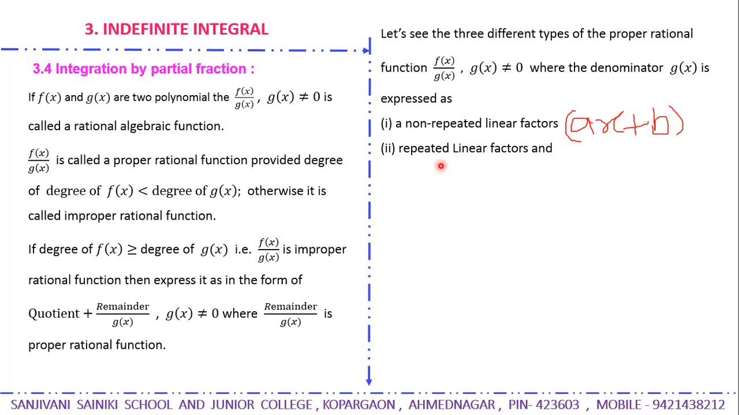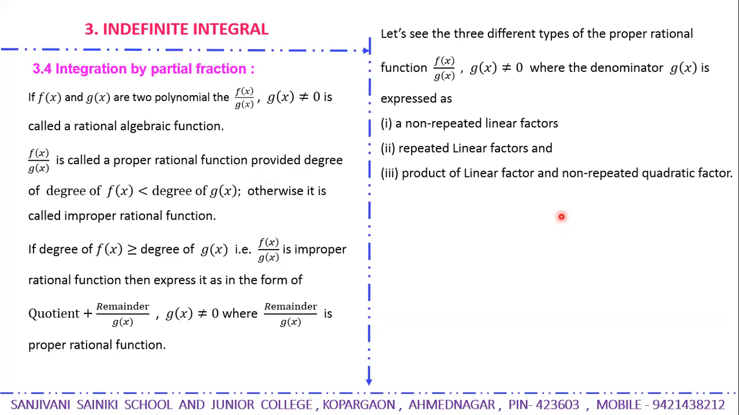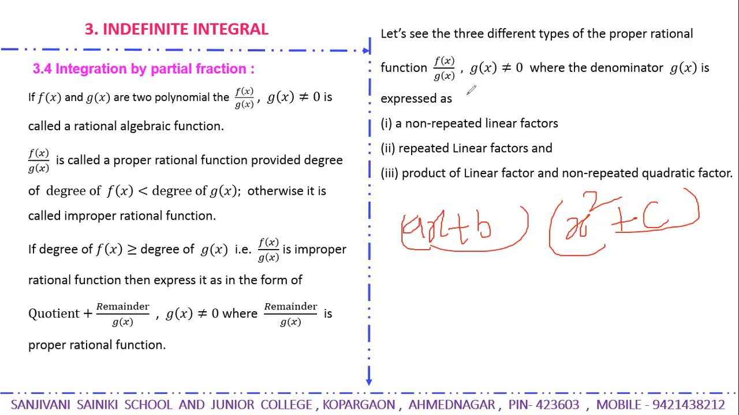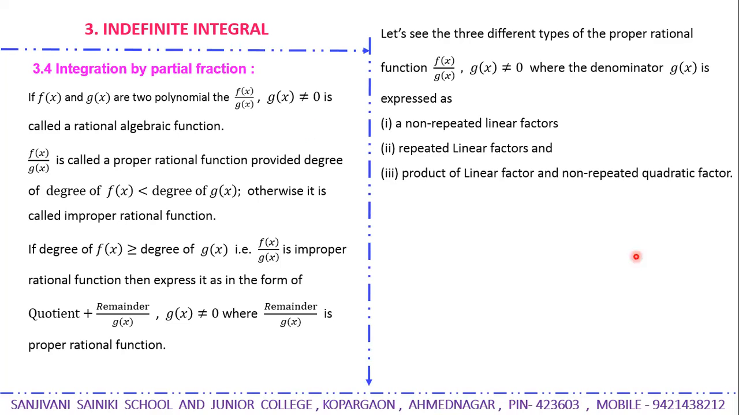The second one is repeated linear factor. Now what is meant by linear repeated factors? If this factor comes twice, then we say that it is a linear repeated factor. Next, the product of linear factor and non-repeated quadratic factor. The linear means ax plus b and quadratic means x square plus c. This type of factors are called quadratic factors. So the denominator contains linear and non-repeated quadratic factors.